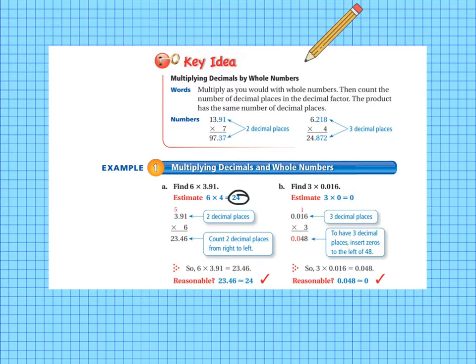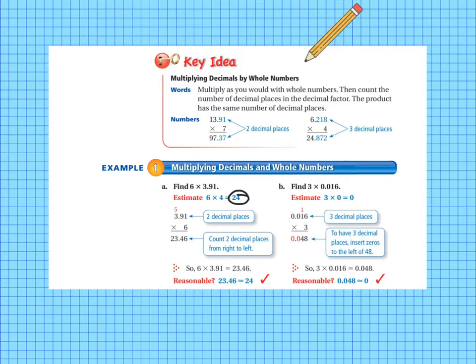So we take the 6 and we multiply it by the 1, and we take the 6 and we multiply it by the 9, and that's 54. And so you put the 4 down at the bottom and you carry the 5, and 6 times 3 is 18 plus 5 is 23. So you would have 2, 3, 4, 6. And then you count 2 decimal places from right to left.